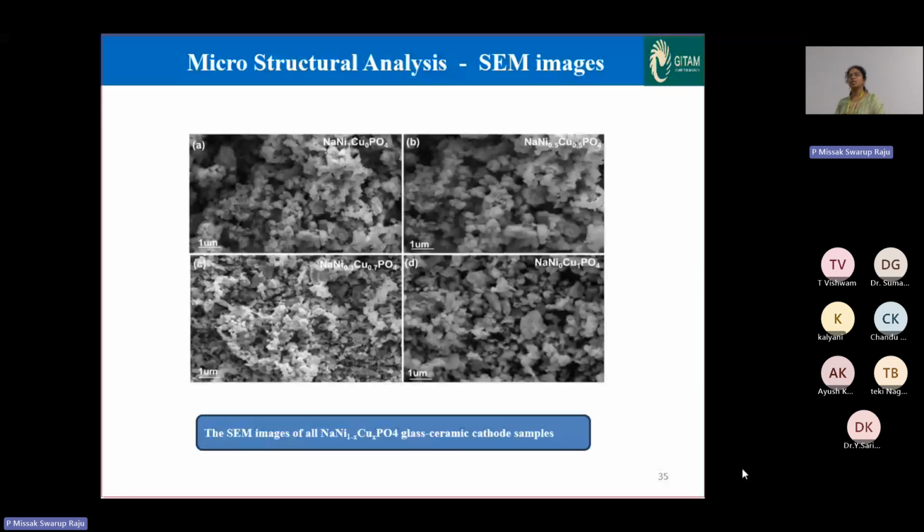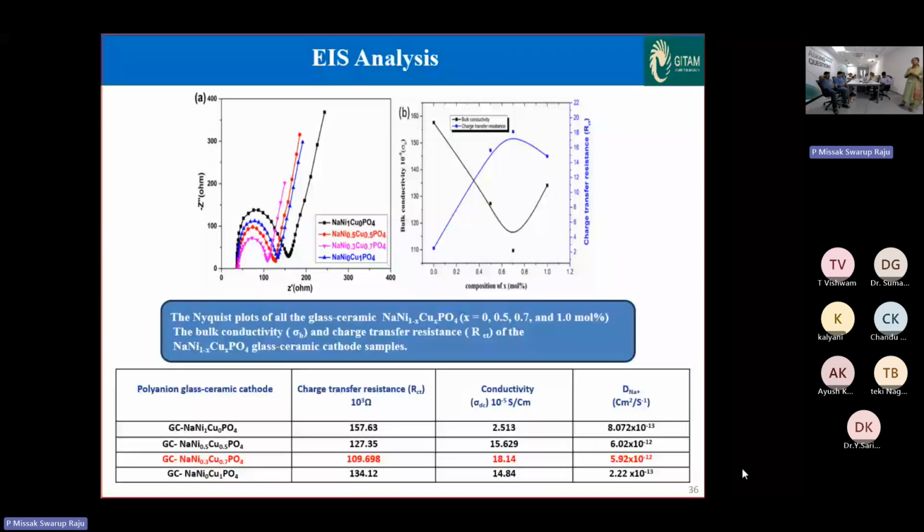In the impedance analysis, we take the real and imaginary impedance values on the X and Y axis. Here, from the Nyquist plots, the semicircles are fitted. x equal to 0.7 mole percent has the lower charge transfer resistance value. That's why the bulk conductivity is also calculated, and that value is high. We measured all these values in this table. x equal to 0.7 mole percent has a high conductivity value compared to the remaining samples, and the charge transfer resistance value is low. Charge transfer resistance and bulk conductivity are inversely proportional to each other. So the sample with the lower resistance value has the higher conductivity value.